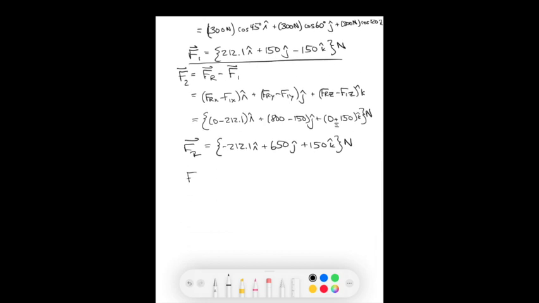Now we want to find the magnitude of F2. Take the square root of the squares of F2x, F2y, F2z, each one of those squared. Plug those values in, and we find that F2 has a magnitude of 700 newtons. So I won't write it out. That's the 212, the 650.